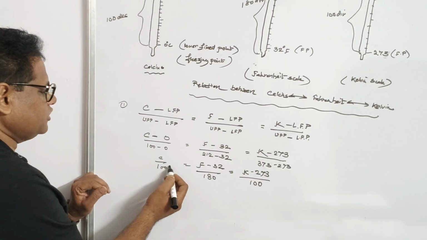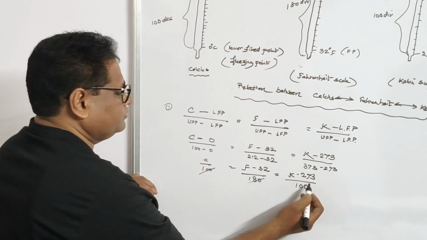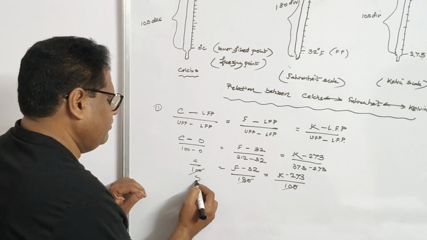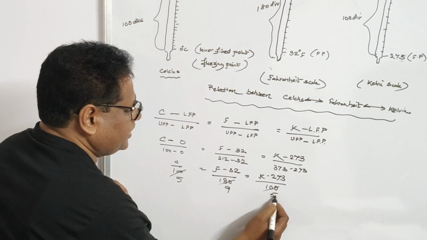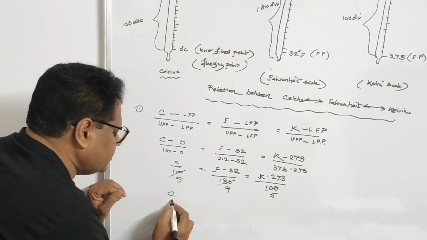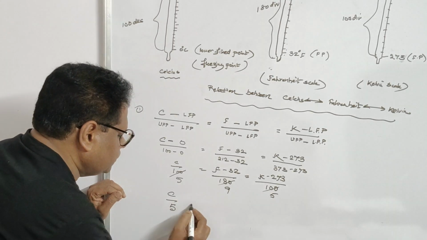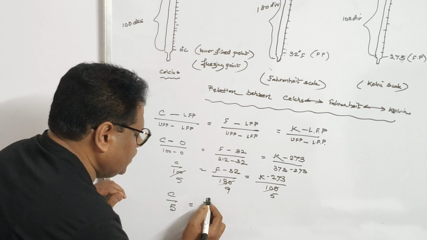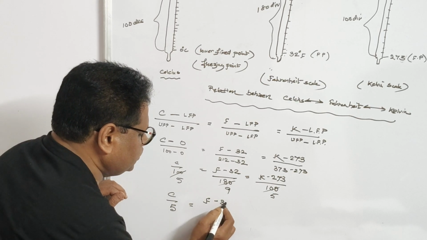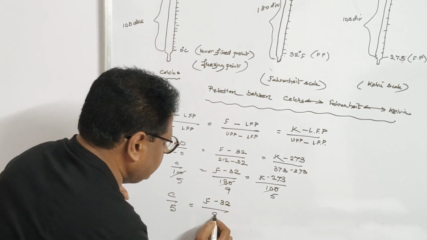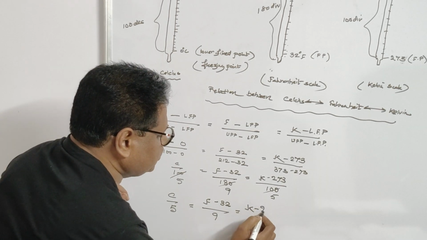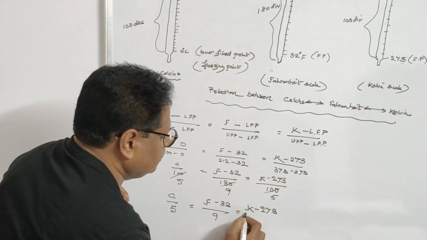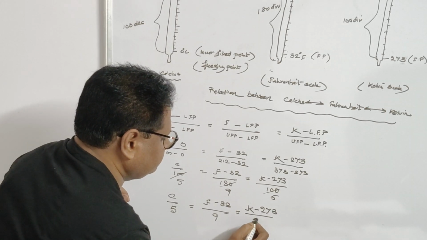If you cancel this by 20, we are getting 5 fives are 100, 9 twenties are 180, 5 fives are 100. So the ultimate expression is C by 5 equal to F minus 32 by 9, which is equal to K minus 273 by 5.